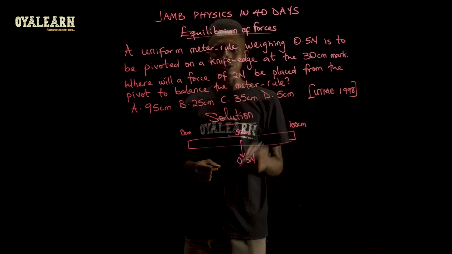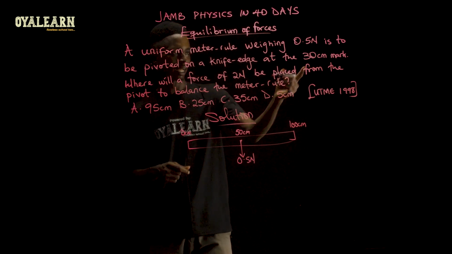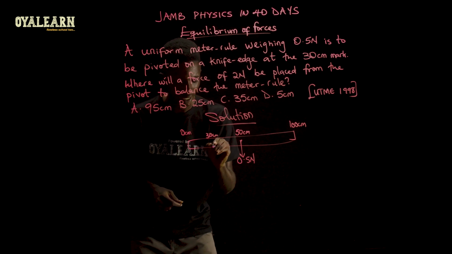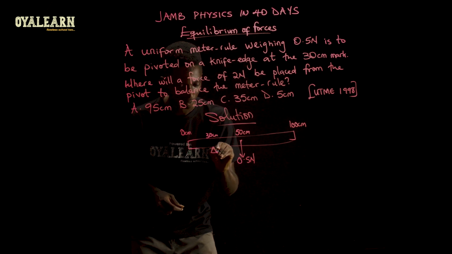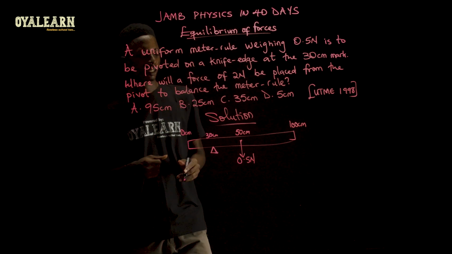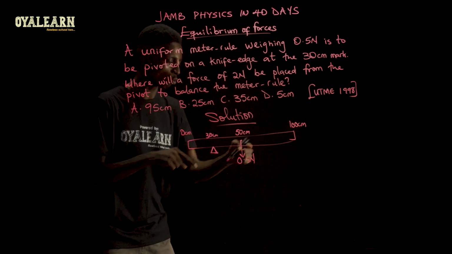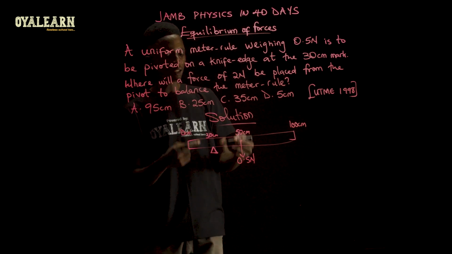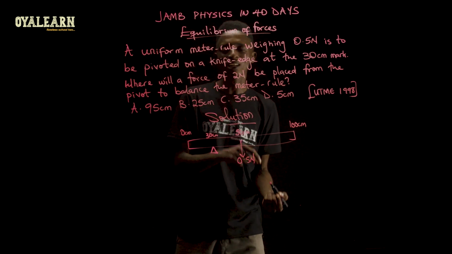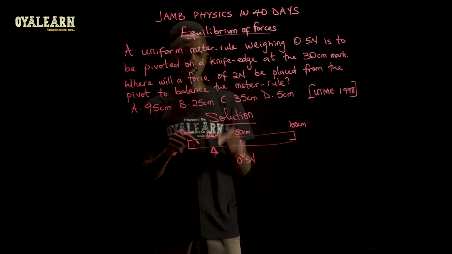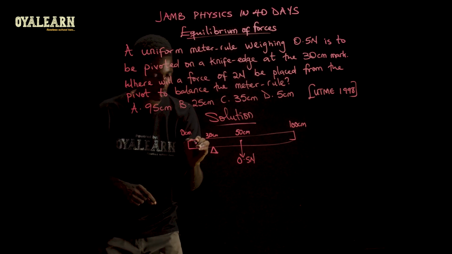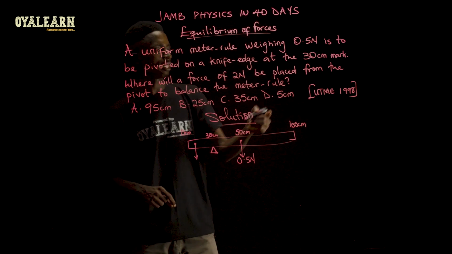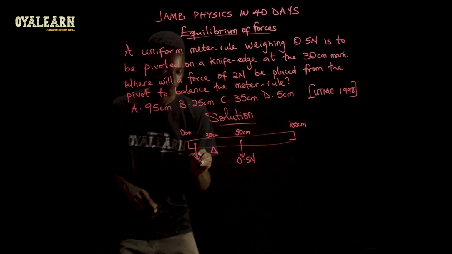Now, the pivot is placed at the 30 centimeter mark. So let's come here, 30 centimeter, and then put the pivot. Once you put the pivot here, you will observe that the weight will drag the meter rule down in this direction. So in order to keep this at equilibrium, you must add another force on the opposite side of the pivot to balance it out. So let's say we put the force at this point here. Now the force itself is 2 newtons according to the question.